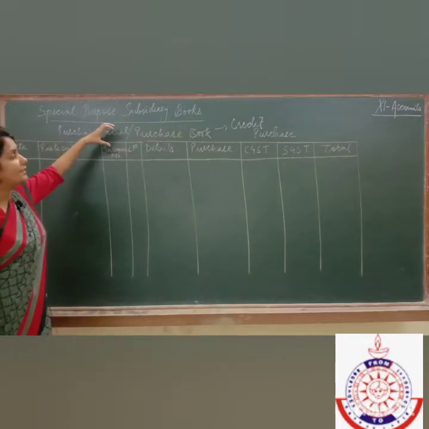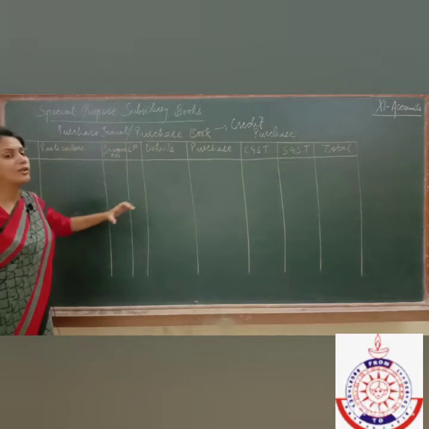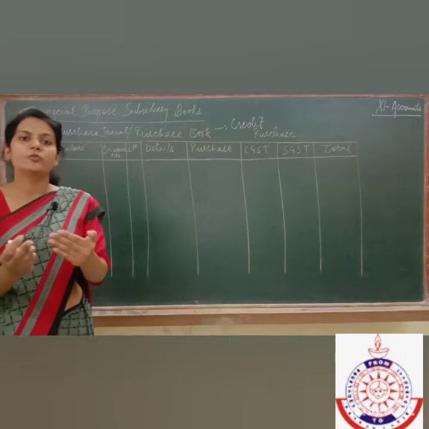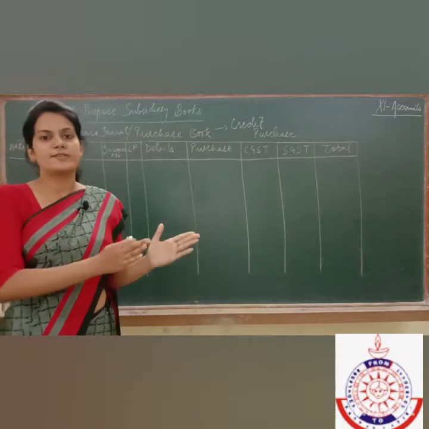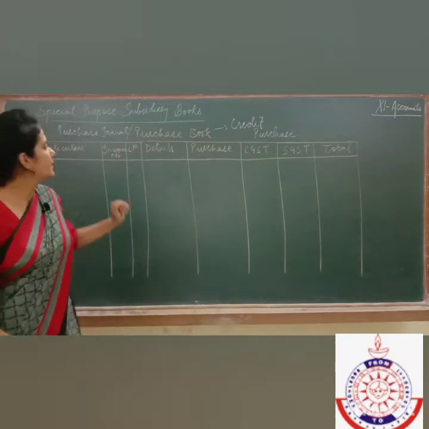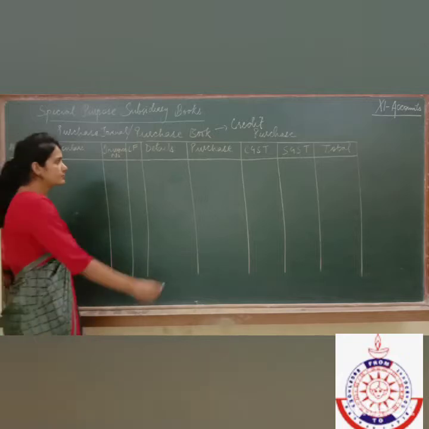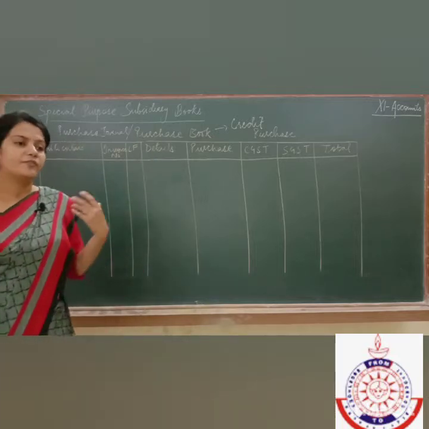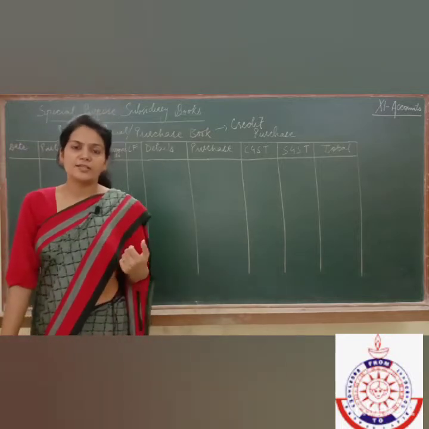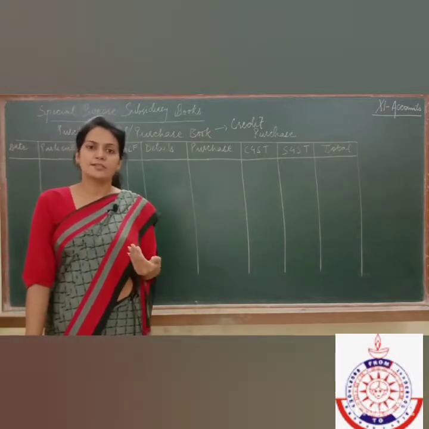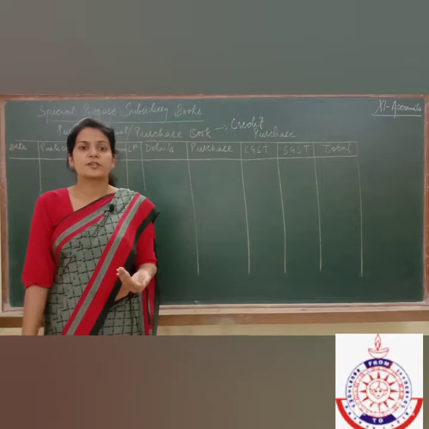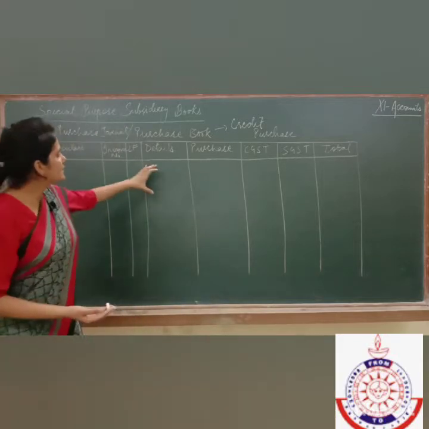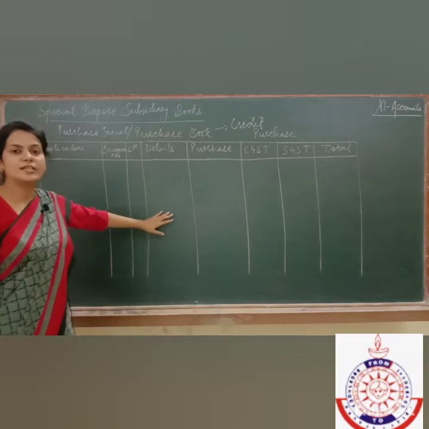And you know that in journal there is one column that is LF, that you know very well, because from journal only we are going to post the transactions into ledger. That's why ledger folio. Then next column is details. You know it very well that whenever we buy goods on credit, either we get some trade discount, or we get some cash discount, or some GST we have to pay. So in this details column you are showing each and everything.